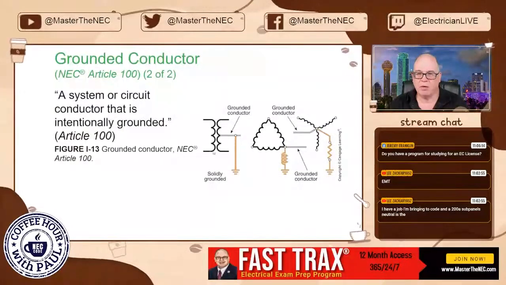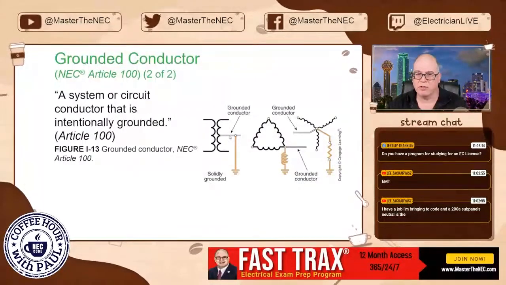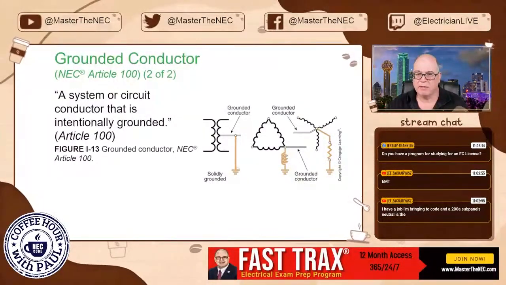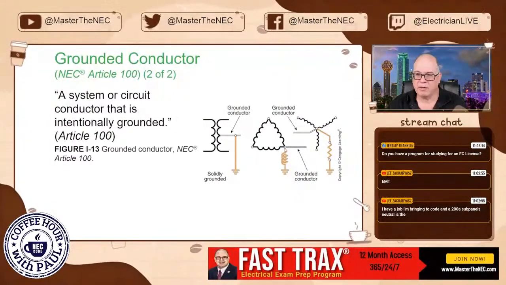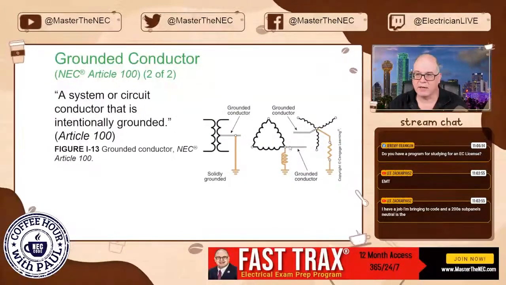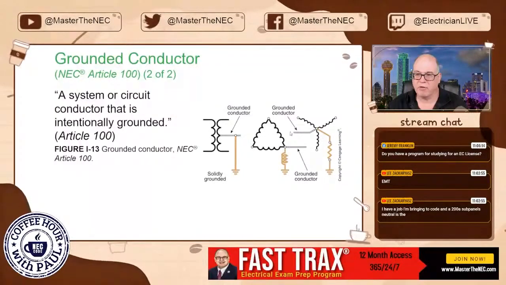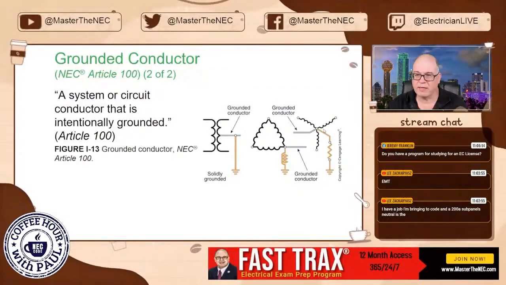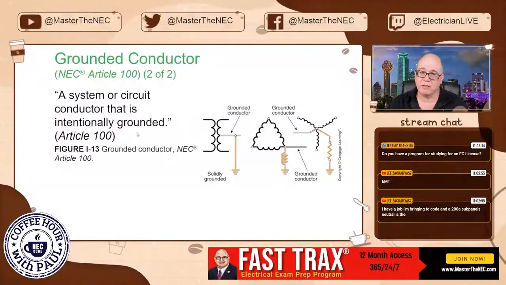So again, here we've got a grounded conductor because it is grounded, okay? And here, connected, this is a grounded conductor. Neutral. Here, the grounded conductor is connected to here, which doesn't make a connection. So again, it's considered a grounded conductor.